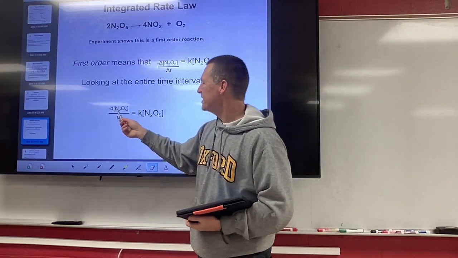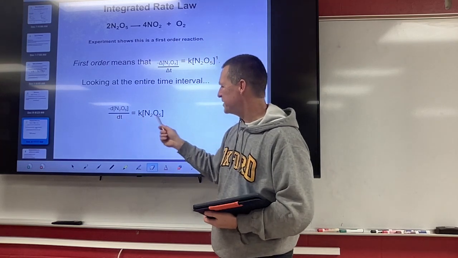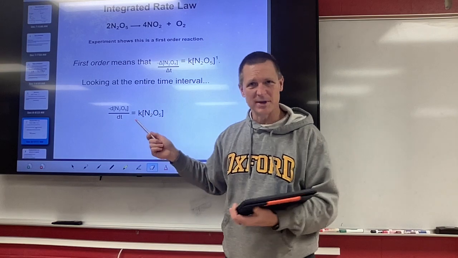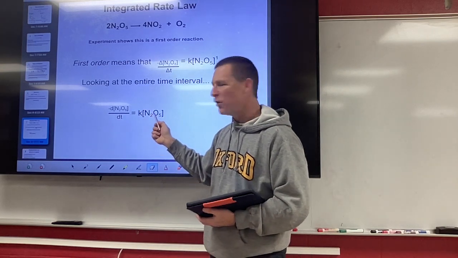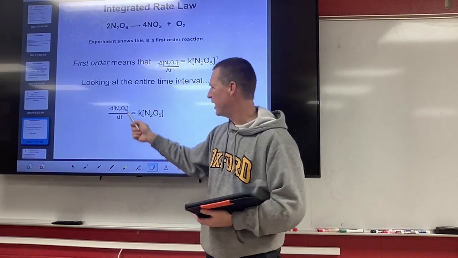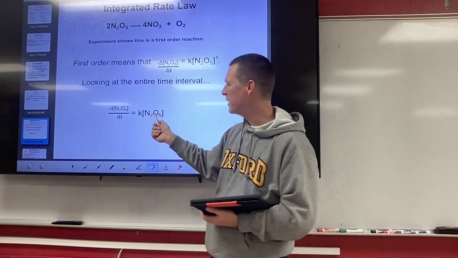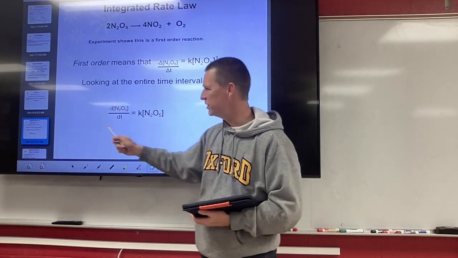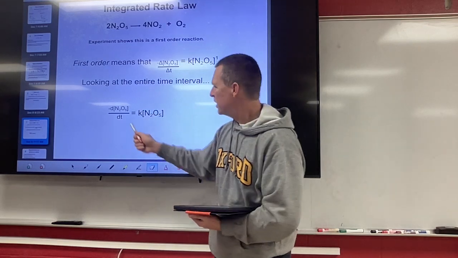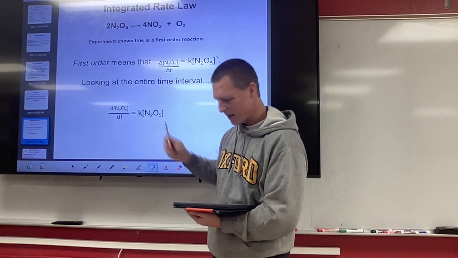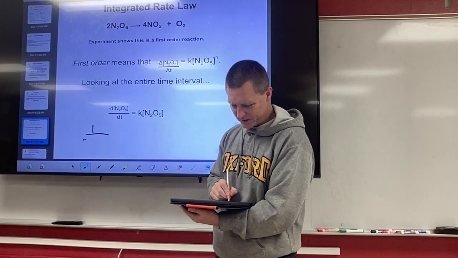But what we have here is change in N2O5 over time equals k times N2O5. Again, it's first order. We had to determine that with an experiment. If I take the N2O5 terms and put them all together, I have the change in N2O5 and the concentration of N2O5 to the first power. Put those on the same side of the equation and put the time term on the other side. It would look like this. Notice I would have to divide out the N2O5. It's going to be 1 over the concentration of N2O5.